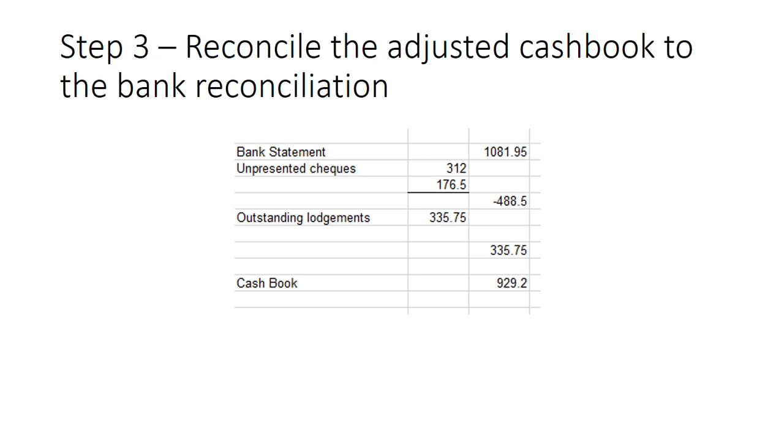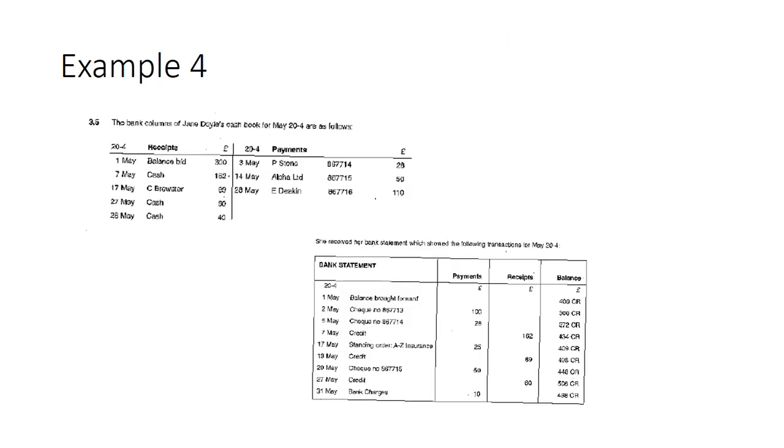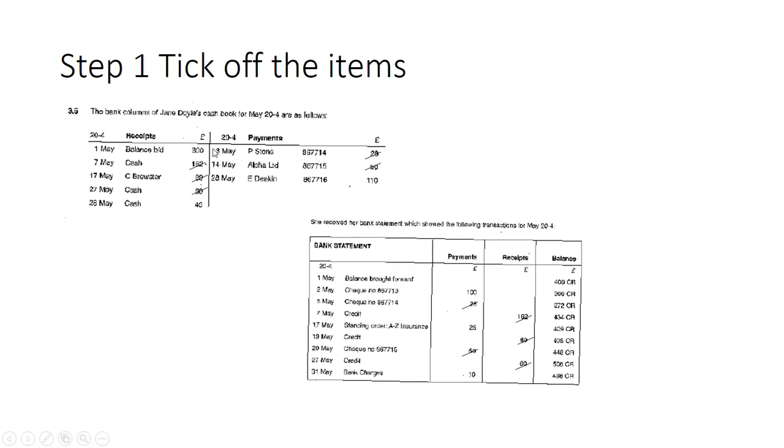Let's now do, I think, the last one, example number 4, which is question 3.5 on page 40 of your workbook. And this is Jane Doyle's cash book here. So step number 1, tick off the items that are on here that are on the bank statement as well. If you pause this for me now and do that for me, and hopefully welcome back, and you should now be here with these things ticked off. So that's step number 1.